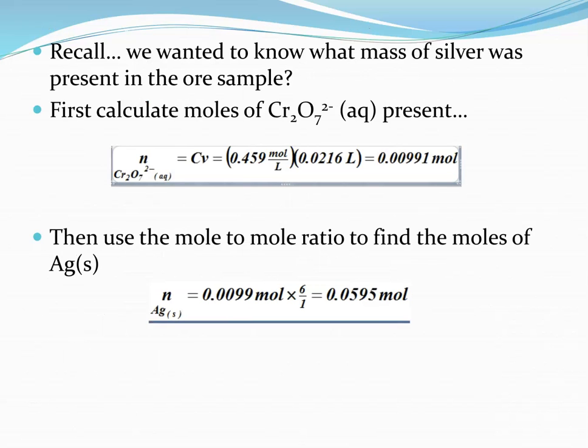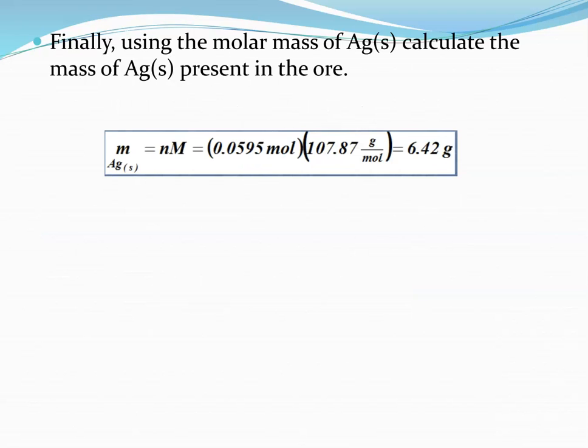As in all stoichiometric problems, you will need to determine the chemical amount in moles of your known quantity. In this case, you know the concentration and volume of potassium dichromate, and you can use the values to determine the number of moles of the dichromate ions. Once you have the moles of your known quantity, you will use a mole ratio from your balanced equation to determine the number of moles of silver. Then you can use the number of moles of silver and the molar mass of silver to determine the mass of silver in the ore sample.